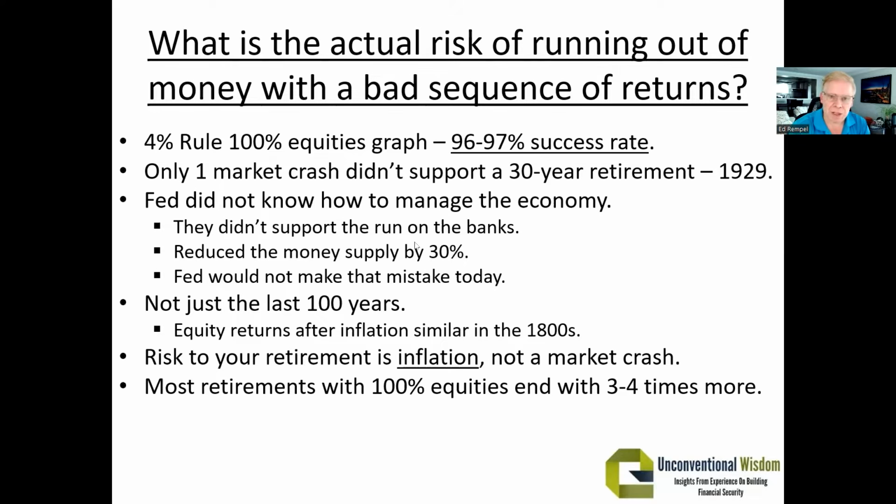Basically, in history, between 96 and 97% of the time, it's been successful. So almost always it's worked. And the only time it didn't work because of a market crash or a bad sequence of events was 1929, just before the really horrendous 80% decline. At any other time in history, a market crash did not cause a problem.